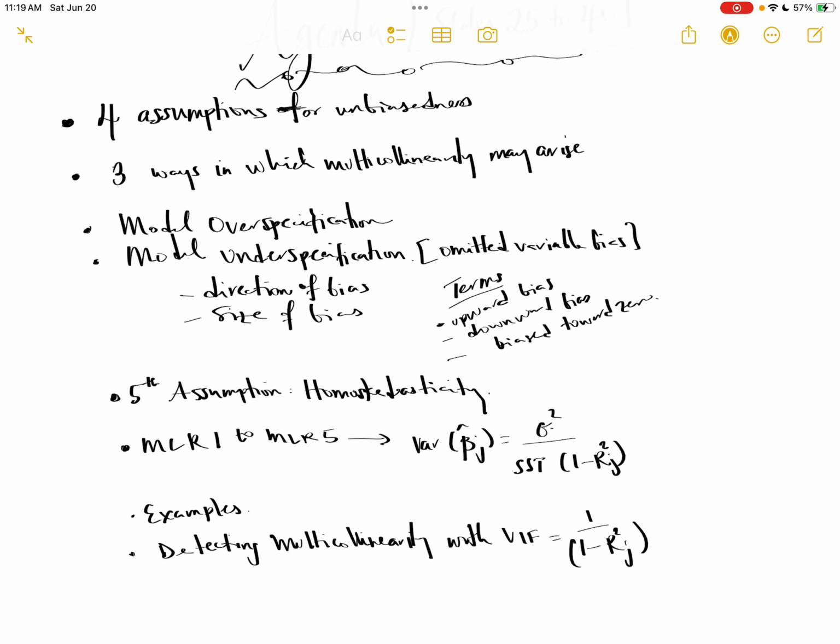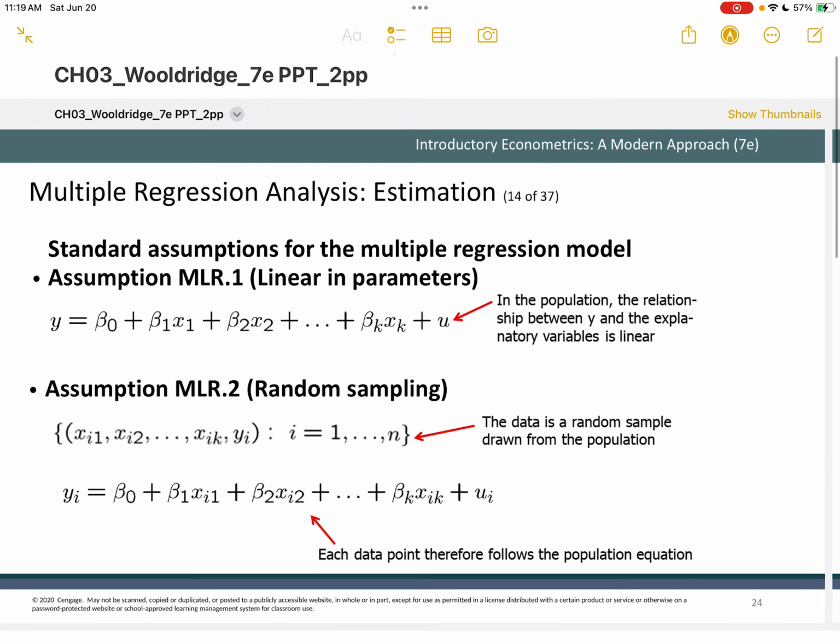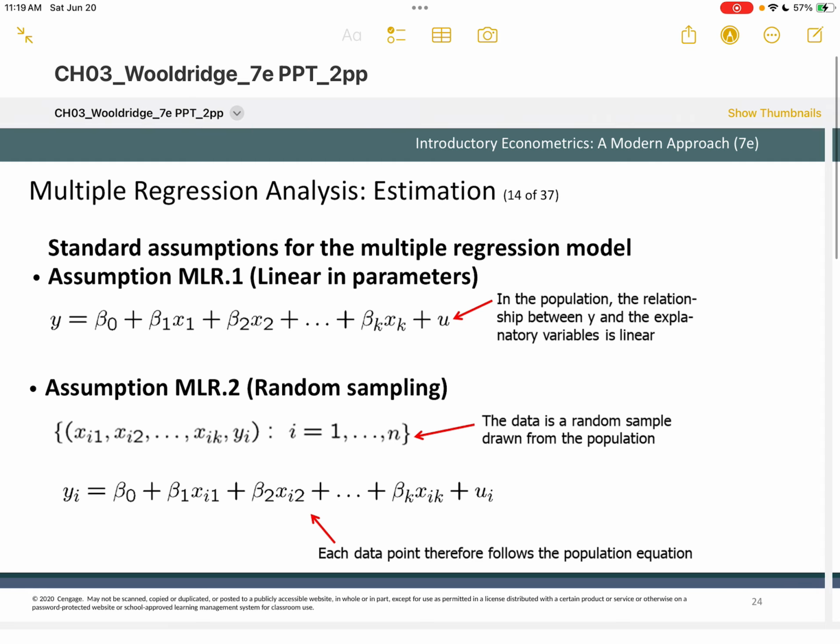We'll look at some examples, and we will observe that we can detect multicollinearity with the variance inflation factor, 1 over 1 minus r squared j. And we will stop there. Okay, so here we go. I will use the slides, and I will pause and take some detours, right?